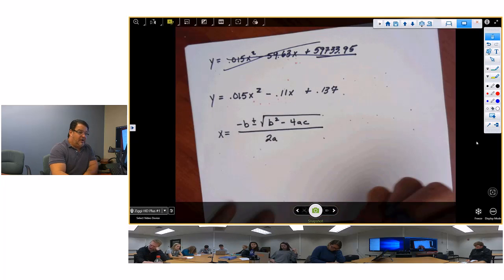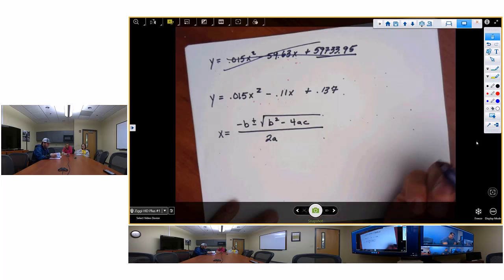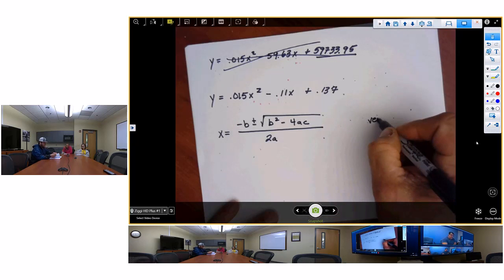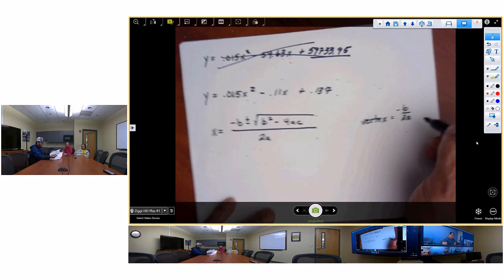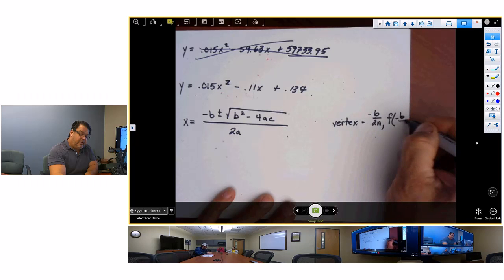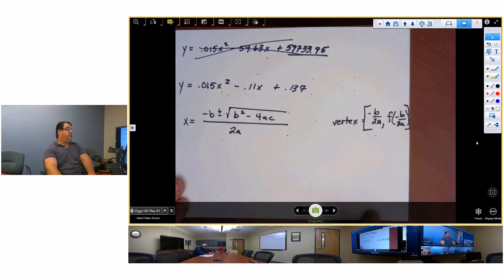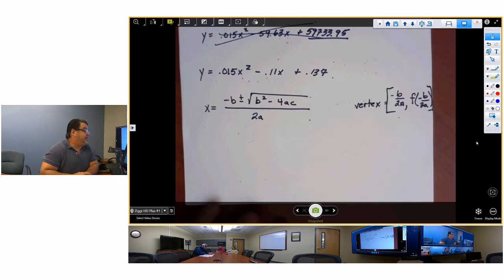2a. Now remember, the vertex is equal to what? With the quadratic formula, you have to do more work. The vertex is equal to negative b over 2a, and then f of negative b over 2a. So once you get negative b over 2a, you have to plug negative b over 2a into the actual formula to get the y of the vertex.